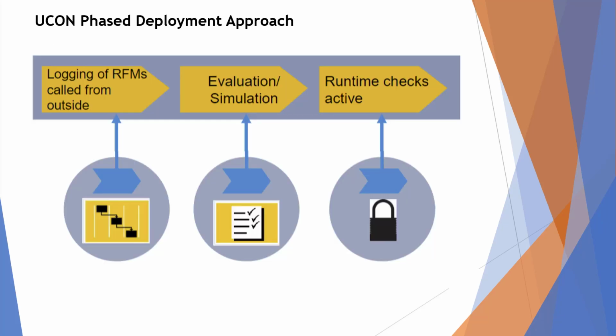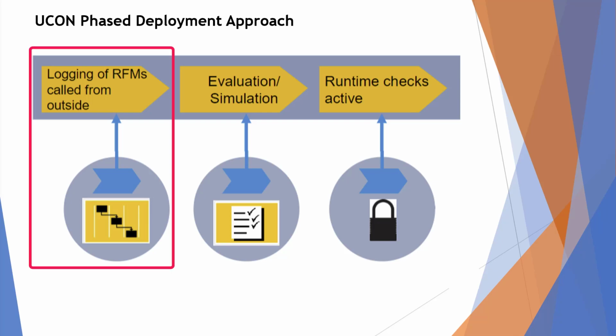Here are the 3 different phases to deploy the UCON tool. In phase 1, UCON is logging all RFC calls into the SAP system where the UCON tool has been activated. SAP recommends you stay in this phase at least 3 months, and ideally you would capture log data for financial close activities, including year-end. So you want to consider that when you're planning your UCON deployment. Remember, in the first phase, you're not blocking any function modules with UCON.